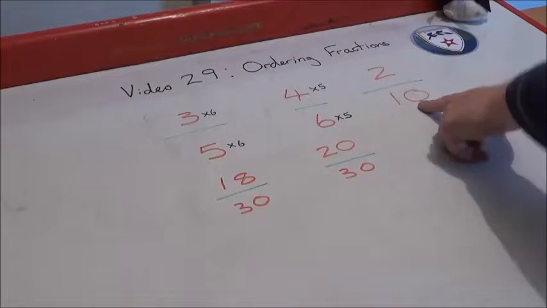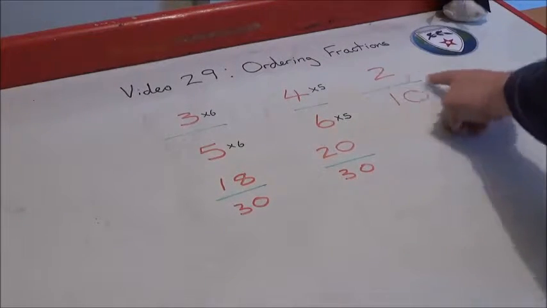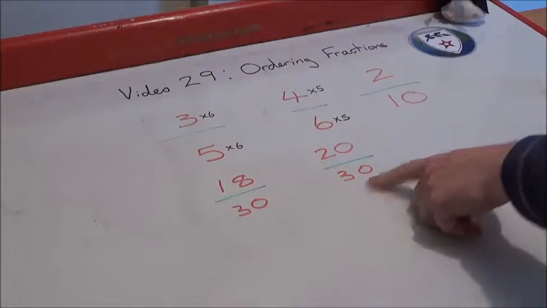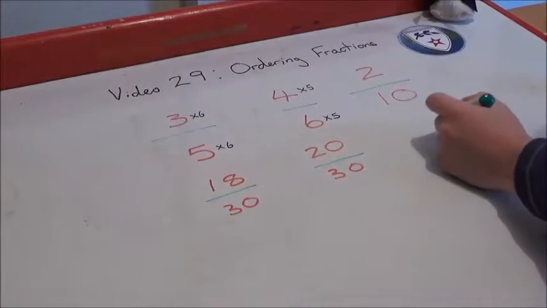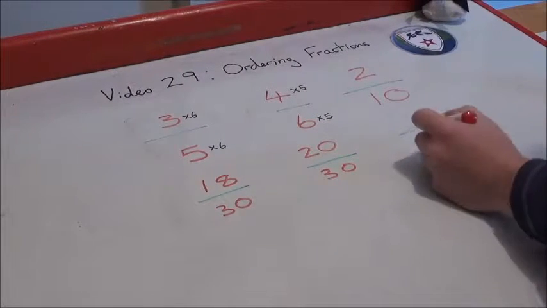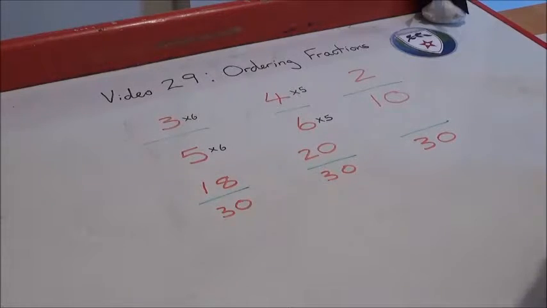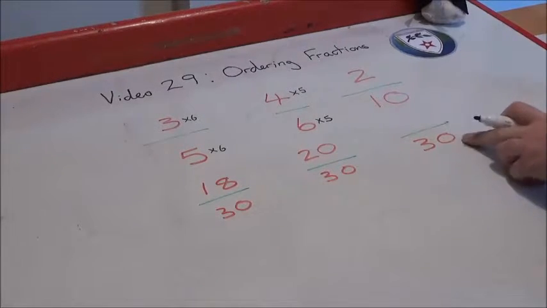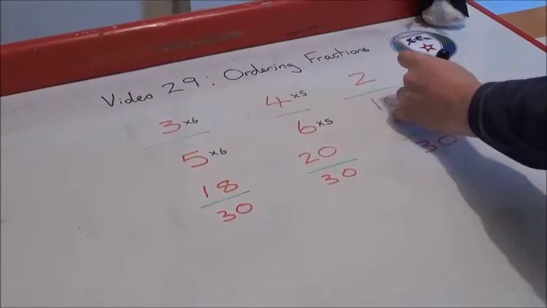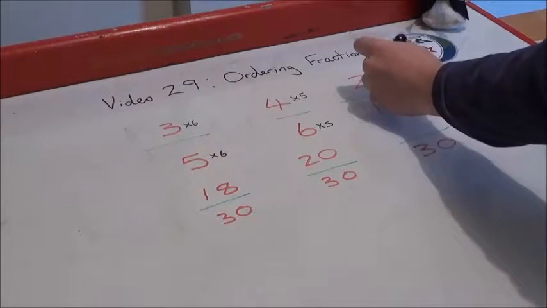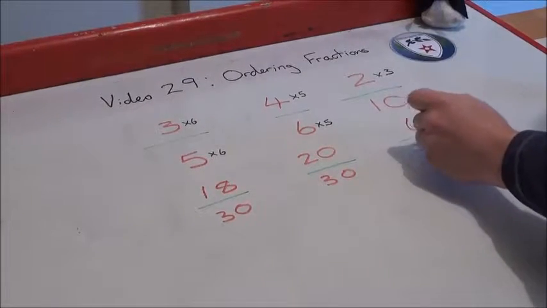I then need to find a common denominator for all three. Luckily, with 2/10, my 30 is a multiple of 10 as well, so I can still use 30 as my common denominator. What do I need to multiply 10 by to get to 30? 10, 20, 30. That's times by 3, which means I have to times 2 by 3. 2 times 3 equals 6.